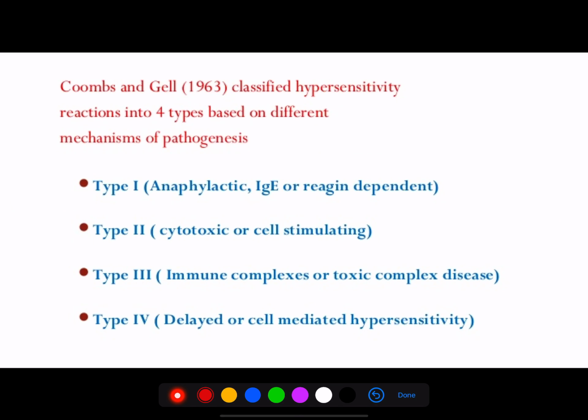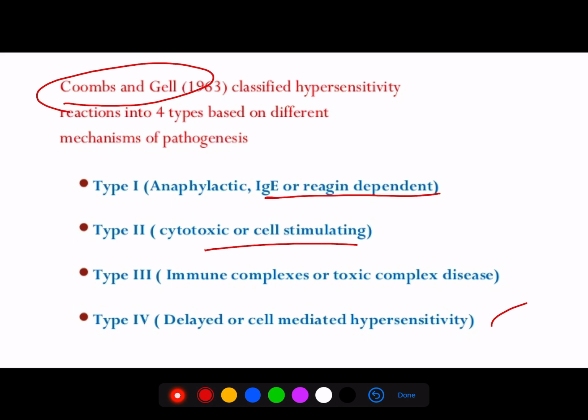So this is the classification given by the person. IgE mediated or reagin dependent, cytotoxic or cell stimulated, and then delayed hypersensitivity or cell mediated hypersensitivity.